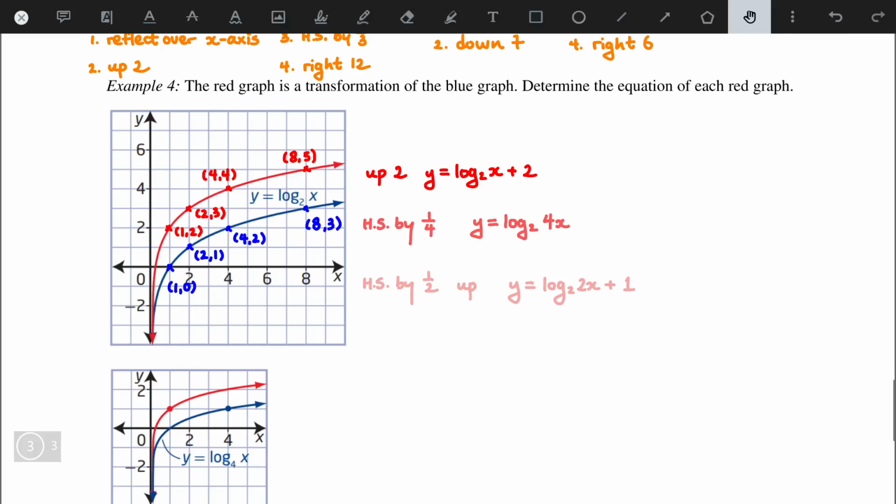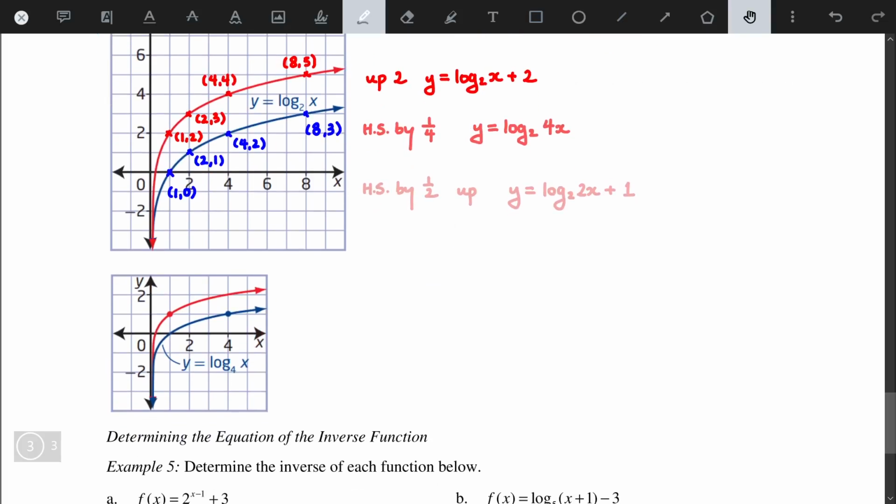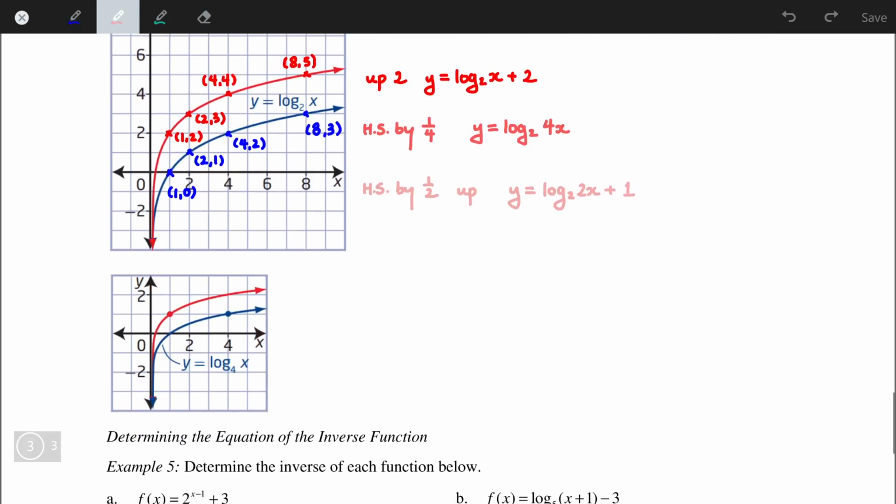Okay. Let's move on to the next part here. We have y equals log base 4 of x and then the red graph. So here, one way of thinking about it is just log base 4 of x and then plus 1. But we could also think about this as y equals log base 4 of 4x.